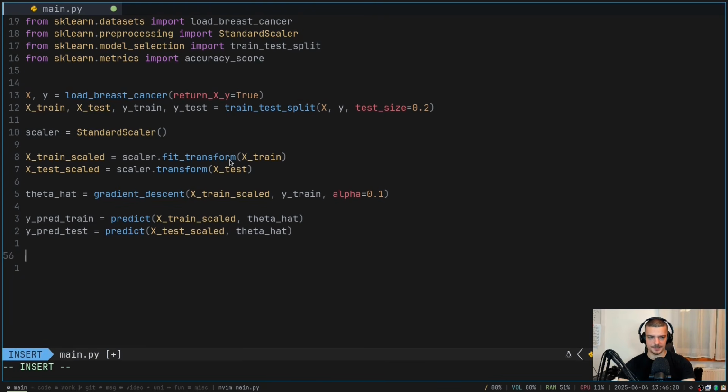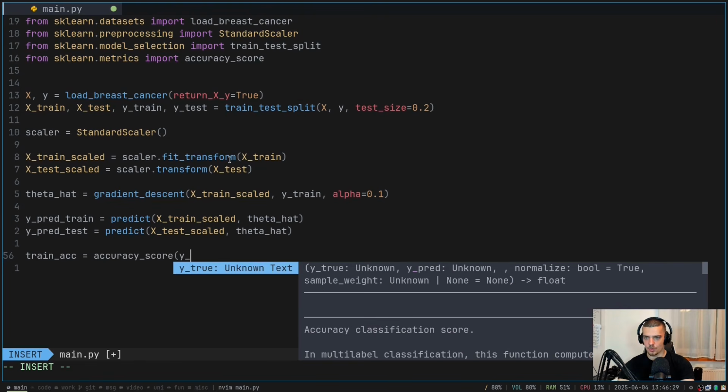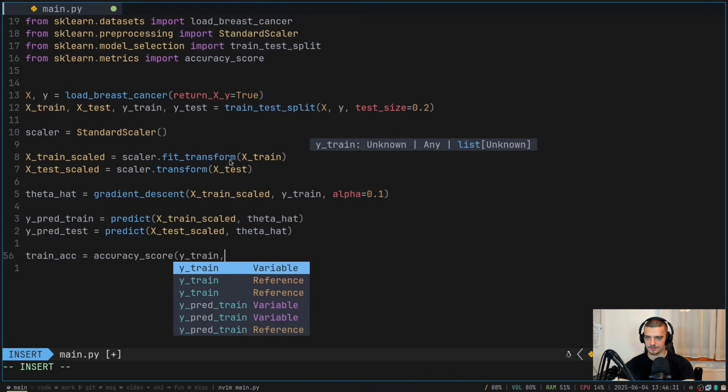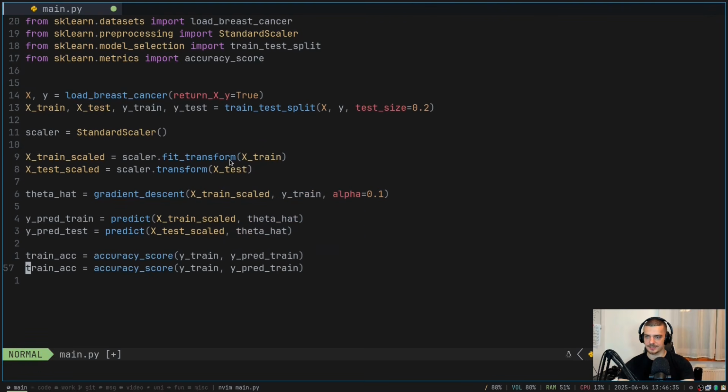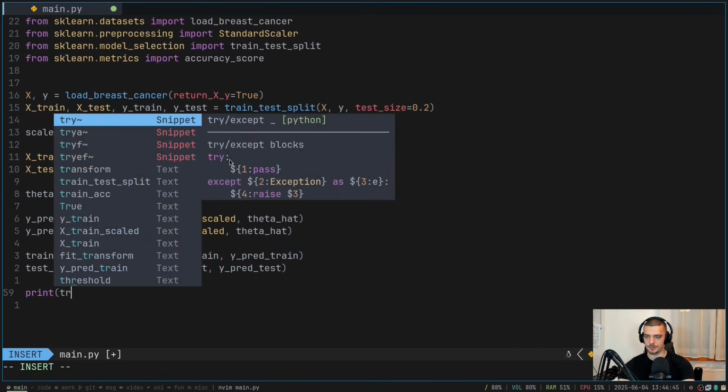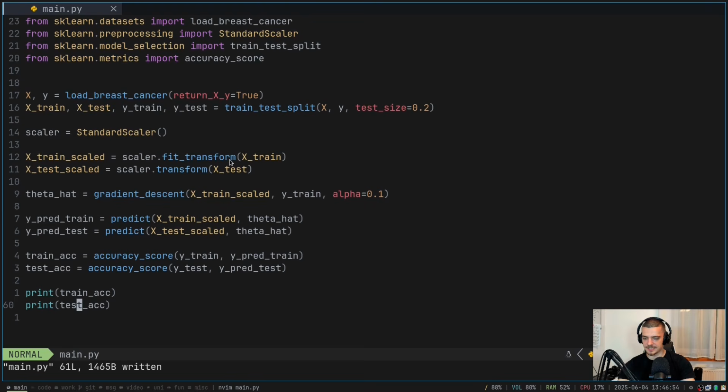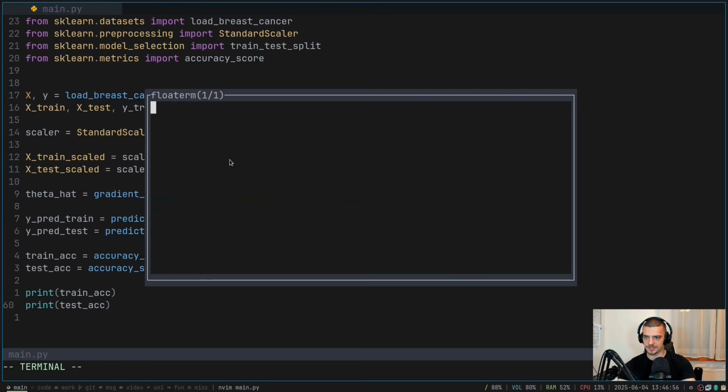And now finally, we're going to get the train accuracy. So how well does the model perform on the data it already knows? For this, we're going to say accuracy_score of y_train and y_pred_train. And then for the test accuracy, we're going to do y_test and y_pred_test. I'm going to print both. There you go. So let's see if I made some mistakes. Now let's just run this.